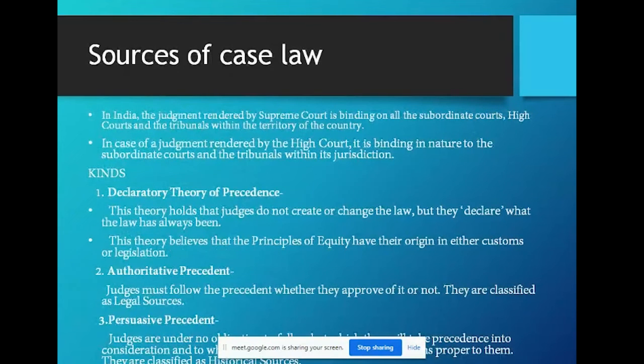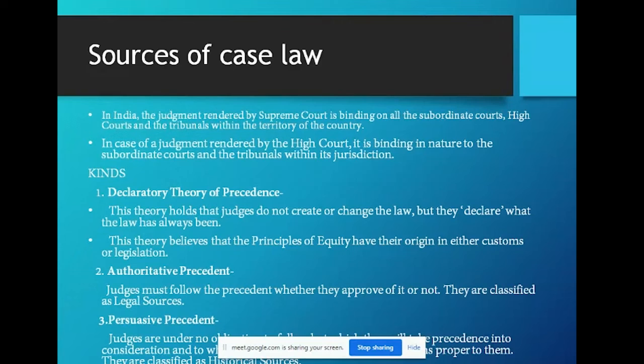So moving on to the source of case law or precedent, we know that judgments rendered by the Supreme Court are binding on all subordinate courts, high courts and tribunals within the territory of the country. In case of a judgment rendered by a High Court, it is binding for all subordinate courts and tribunals.